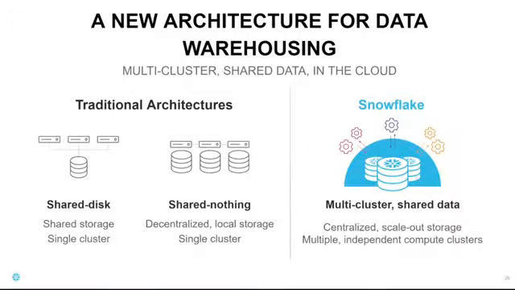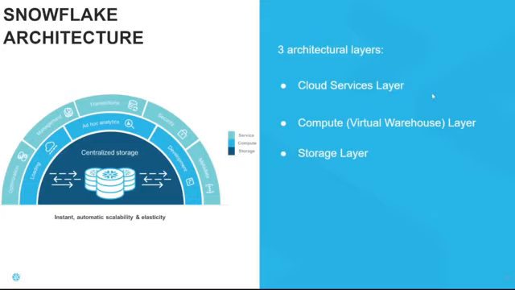So in Snowflake, you will have a centralized location where all the data is stored on one disk, but you will have different nodes accessing the data from the same location. So it's a centralized scale-out storage with multiple independent compute clusters. Whatever processors you are running on top of this data, they are independent. There is no constraint that if one processor is trying to access the data from disk, the others will be in queue. That issue does not exist in Snowflake. So this is the modern architecture for data warehousing.